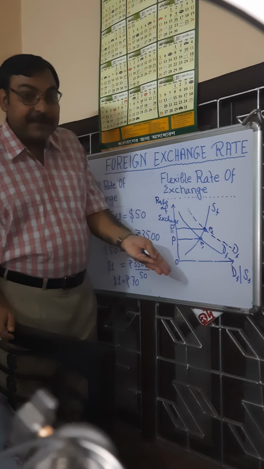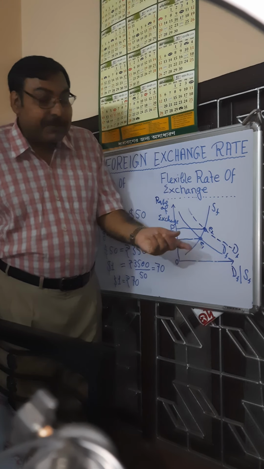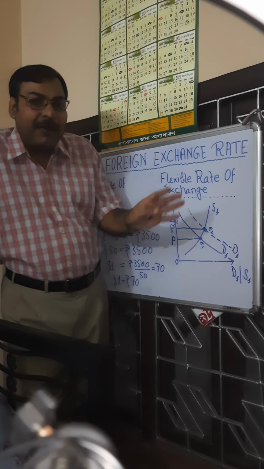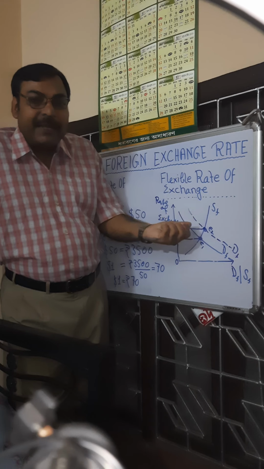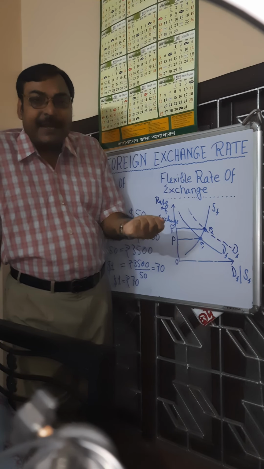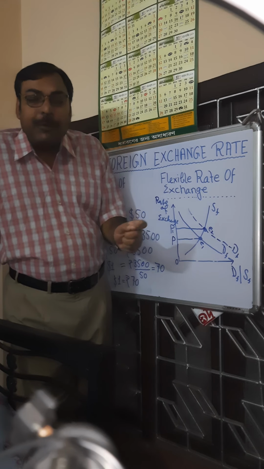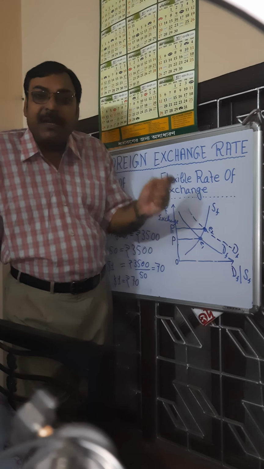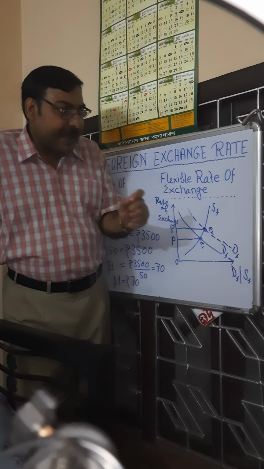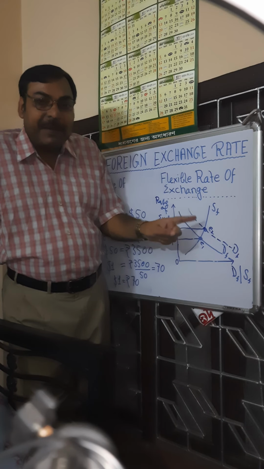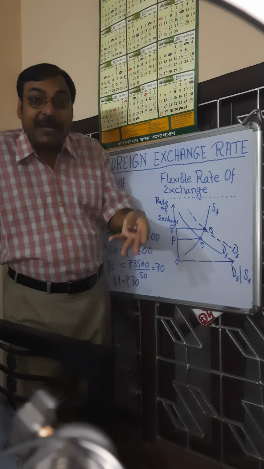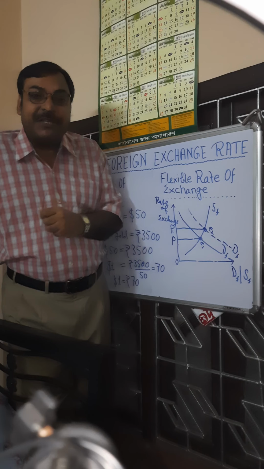But here, in the flexible system, the possibility of overvaluation or undervaluation is ruled out. We are getting the exact value of foreign currency. No question of manipulation, overvaluation or undervaluation. But the demerit is that, because it depends on market mechanism, there is always a possibility of fluctuation, even abrupt fluctuation.